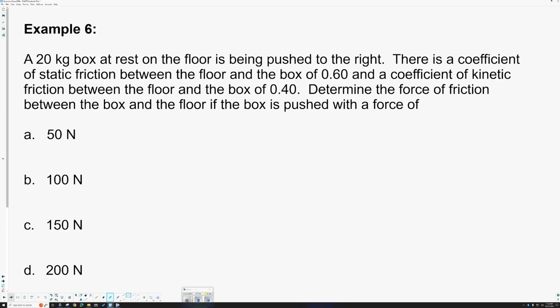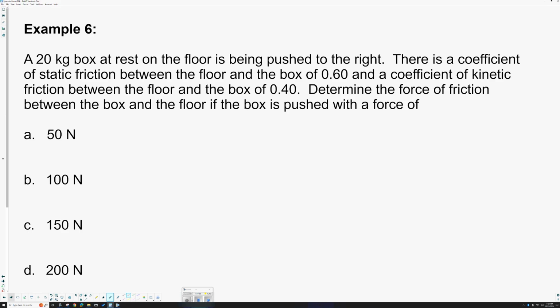There's a 20-kilogram box at rest on the floor being pushed to the right. There's a coefficient of static friction between the floor and the box of 0.6 and kinetic friction of 0.4. Those numbers seem reasonable, right? Kinetic friction coefficient less than static. Sure. What's the force of friction between the box and the floor if the box is pushed with a force of 50, 100, 150, 200?